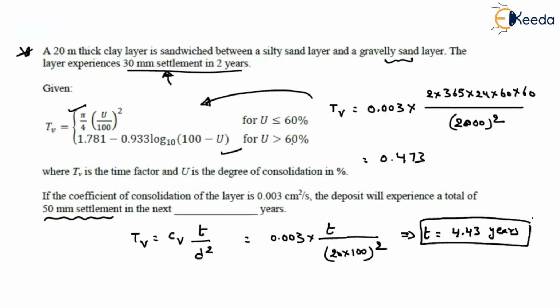Just a simple calculation. In this part, you should understand that this can be done only if you know the degree of consolidation. That will be known only if you know the total settlement. The total settlement will be found out by using this relation. Fine. Okay, these are the problems about the consolidation.